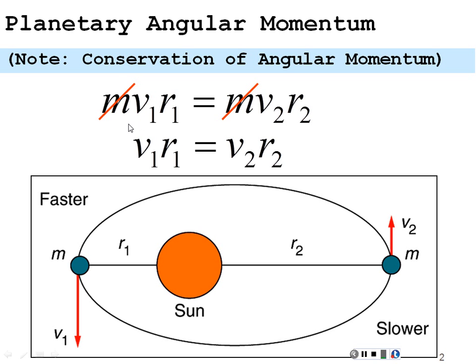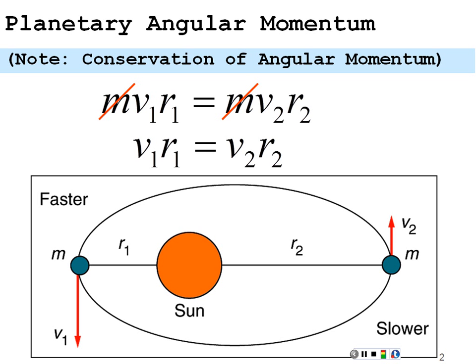Well, if it's equal at different points in this orbit, and the mass being the same for the planet, we would have the relationship that the linear velocity times the radius of the orbit at that point is a constant. So as the radius gets smaller, the velocity gets faster, and vice versa. So as this planet's going around the sun, when it gets closer to the sun, it moves faster, and then when it gets further away, it moves slower. Faster and then slower, faster and then slower.